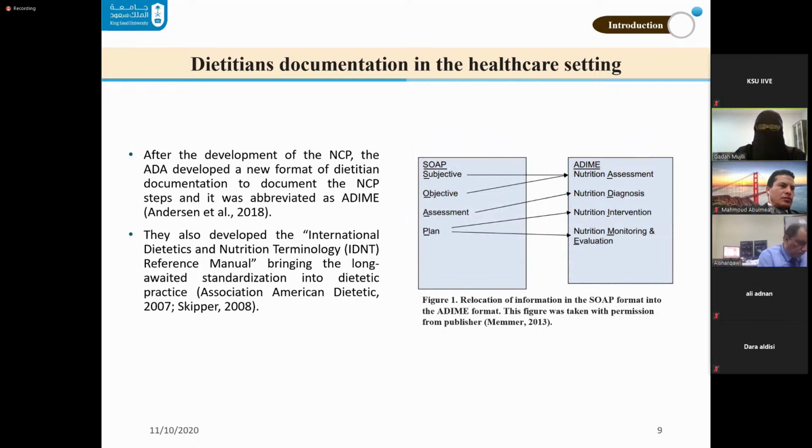This figure shows how the SOAP, the most common form of dietetic documentation, has been transformed to ADIME. It's basically subjective to nutrition assessment, objective to nutrition diagnosis, assessment to nutrition intervention, and plan will be divided into nutrition intervention and nutrition monitoring.